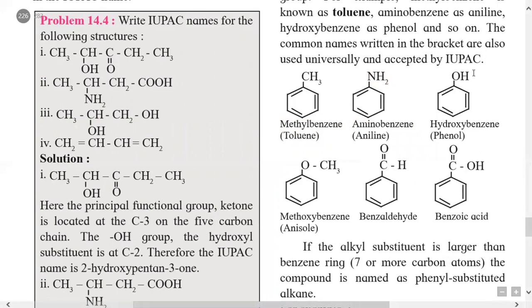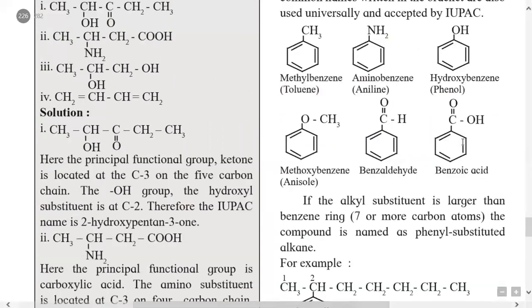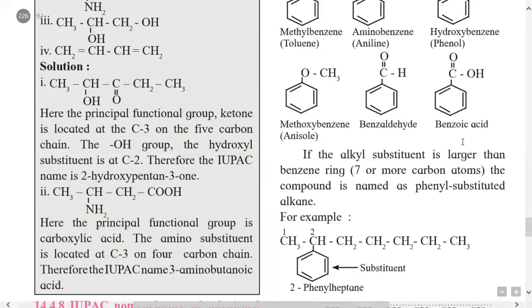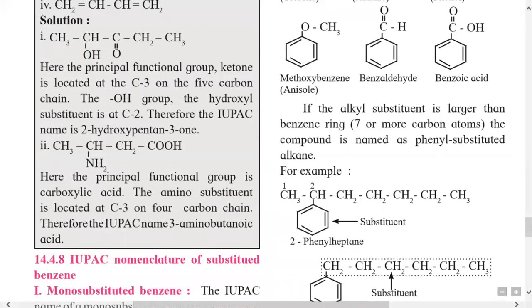Similarly, if OH is the functional group present in the benzene, then the name is given as hydroxybenzene or commonly called phenol. So many times instead of hydroxybenzene, we will use the common name phenol in both IUPAC and the common name system. Then if an OCH3 group is present, we know OCH3 is a methoxy. So it is methoxybenzene, commonly called anisole.